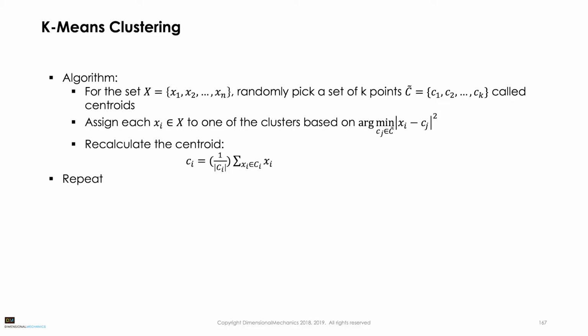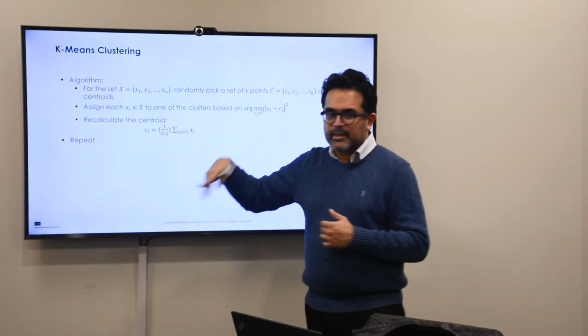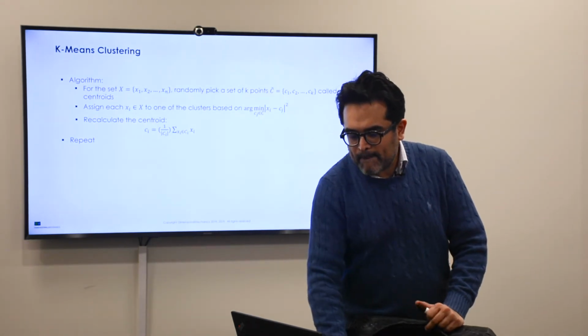And then you keep adjusting that. You randomly initialize at the start, and then for each of those, you assign each xi to one of the clusters, recalculate the centroid, and then keep doing that over and over again until you have the right amount.